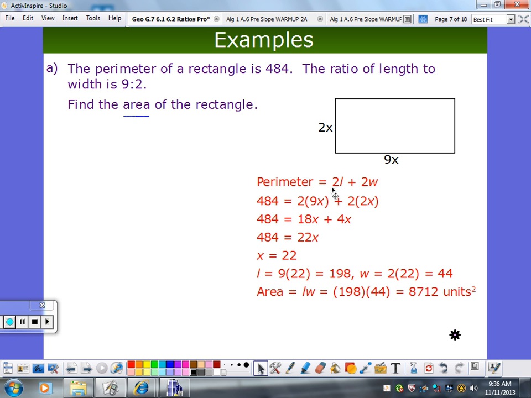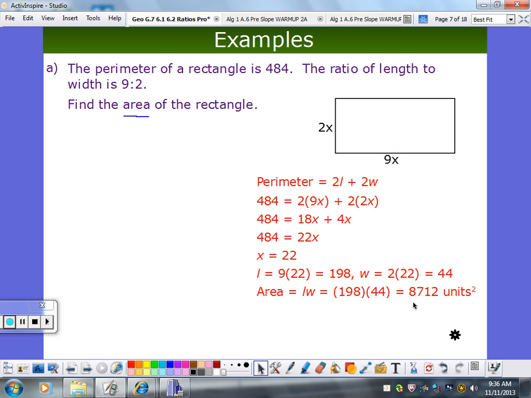So I've got some of this up here already. Perimeter is twice the length plus twice the width. So 484 equals twice the length plus twice the width. And then I just do a little solving of an equation. I'm getting x equals 22. So the length is this, 198, and the width is that. So how do I find area? Area is length times width. So now I can just multiply those two things.